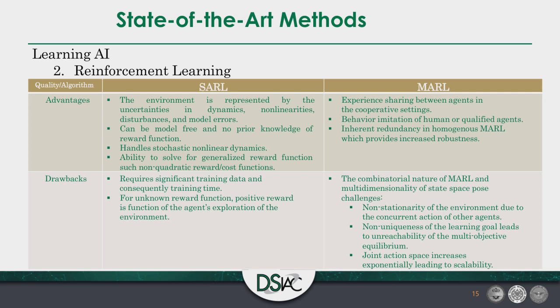The drawbacks come from the nature of the setting: there's an explosion of the search space and the combinatorial nature of the model. Multidimensionality of the state space poses a lot of challenges. These challenges are non-stationarity of the environment due to the concurrent actions of other agents, the non-uniqueness of the learning goal, which leads to unreachability of the multi-objective equilibrium, and a joint action space that increases exponentially, leading to scalability problems.